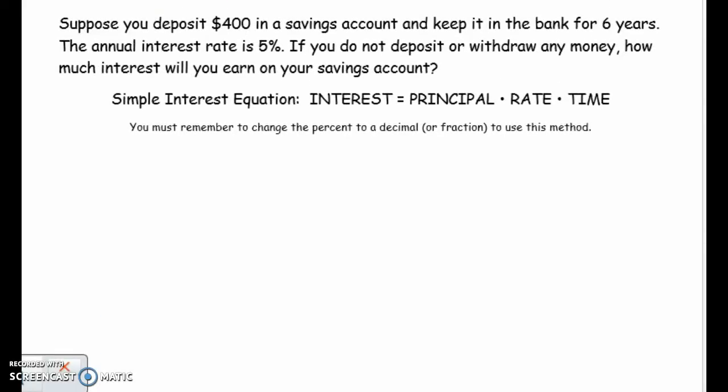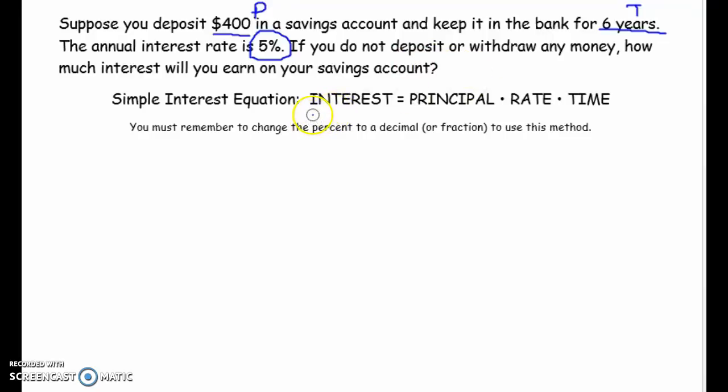So let's try a problem. Suppose you deposit $400 in a savings account. Do you remember what the word is for that money? Yeah, it's the P, the principal. So let's put a P up above it. You keep it in the savings account for 6 years. Do you know which part of the equation that is? It's time. Put the T there. The annual interest rate is 5%. Okay. If you do not deposit or withdraw any money, how much interest will you earn on your savings account?